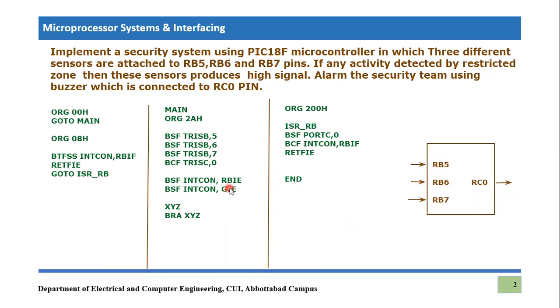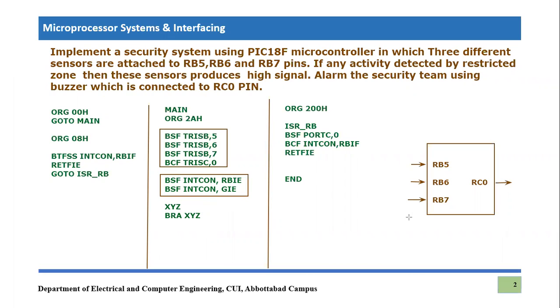Then we are enabling RBIE, which is the port B change interrupt individual enable, and we are also enabling the global interrupt enable. So these four lines are written for input output configuration, and these two lines are written for interrupt enable, including both individual and global interrupt enable. And then we stay in the main program, branching to XYZ, then XYZ, continuously. We are just looping over here.